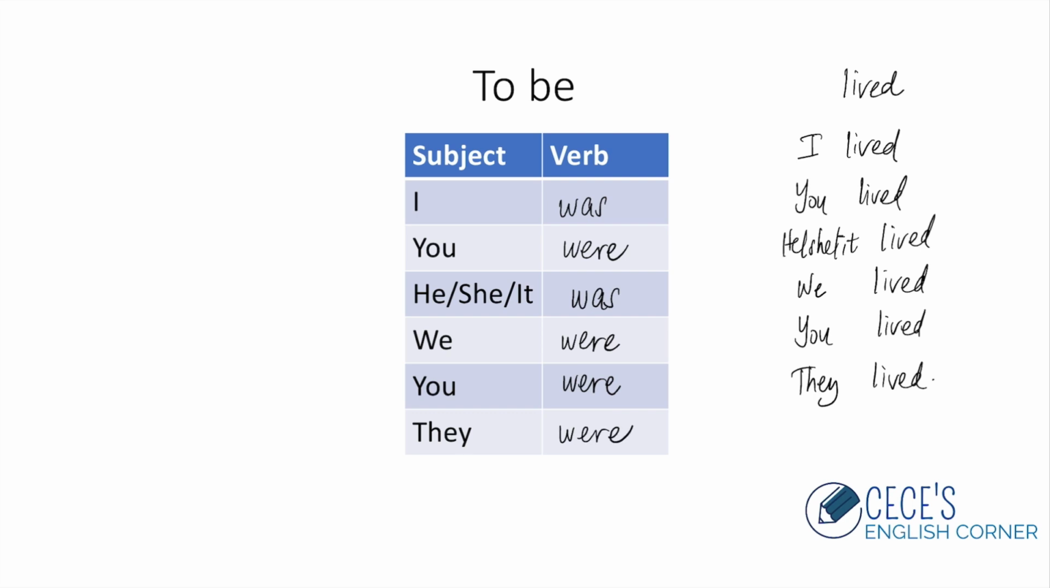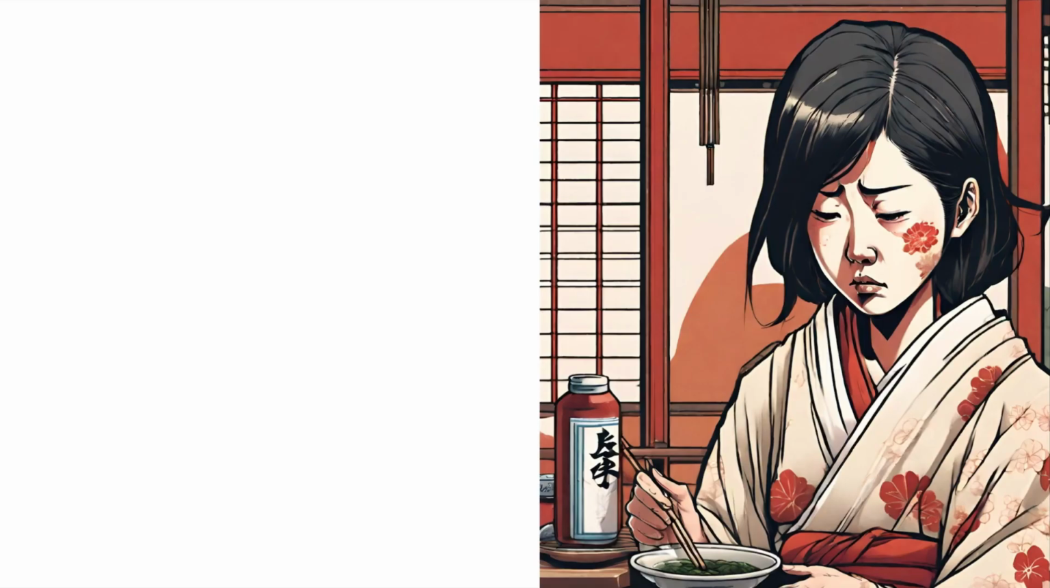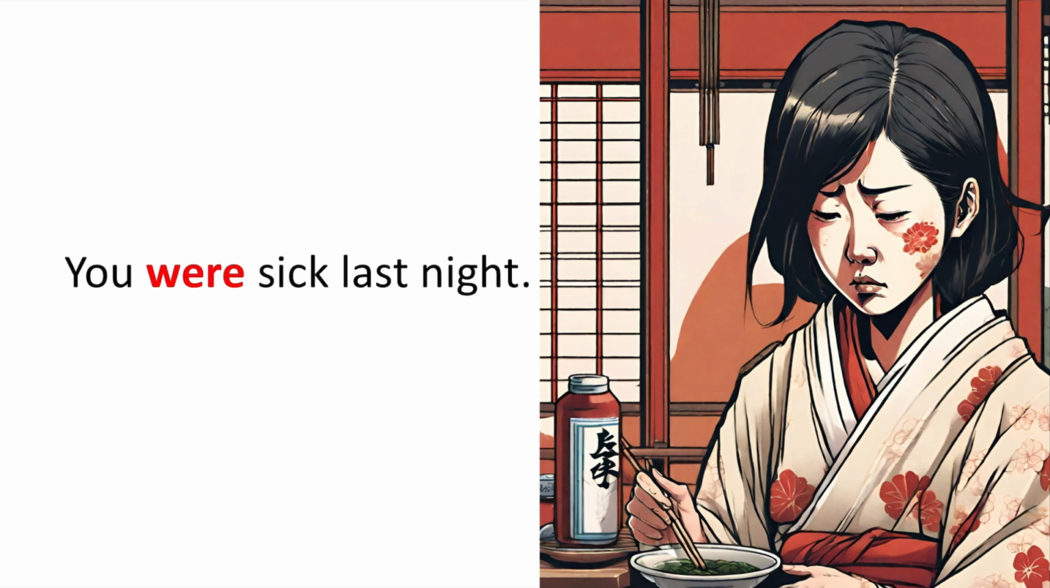We use was for a singular subject, meaning just one. We use were for a plural subject or more than one person, and also for the subject pronoun you. Here is an example sentence. You were sick last night.